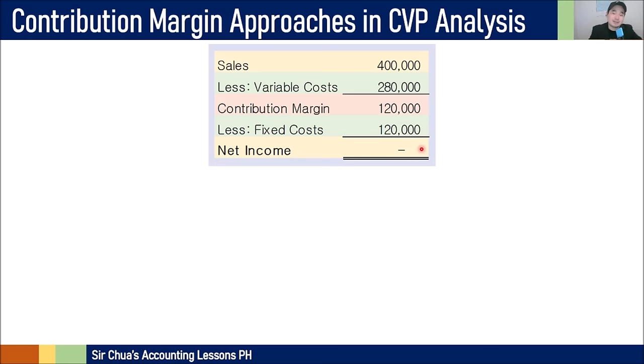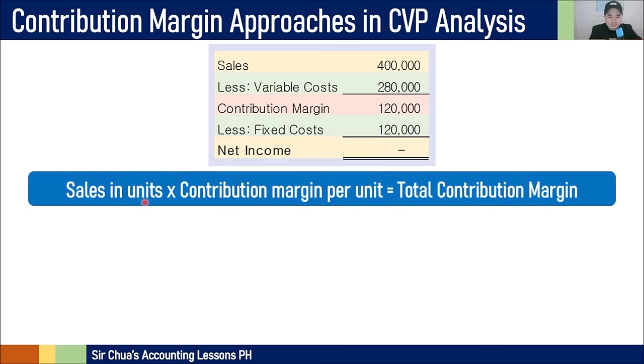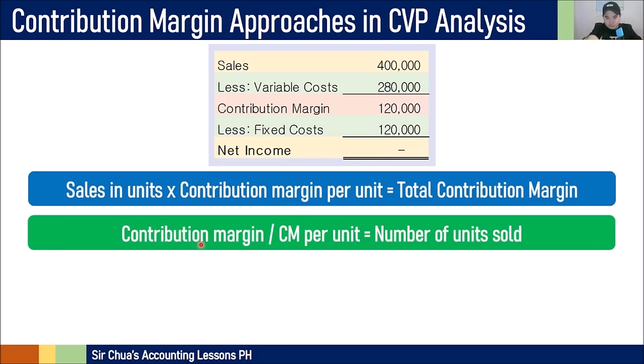Now, one thing that you need to see is this one. If you multiply the sales in units by the contribution margin per unit, ang tawag na po doon, total contribution margin. Siyempre, kung ilan yung nabenta mo, imumultiply mo yung contribution margin per unit, siyempre, ang lalabas, yung total contribution margin. Tapos, babaliktarin lang natin yung equation na nasa taas, iibahin lang natin ng konting equation. So, ang mangyayari po is, contribution margin divided by contribution margin per unit, edi syempre ang lalabas naman yung number of units na nabenta mo.